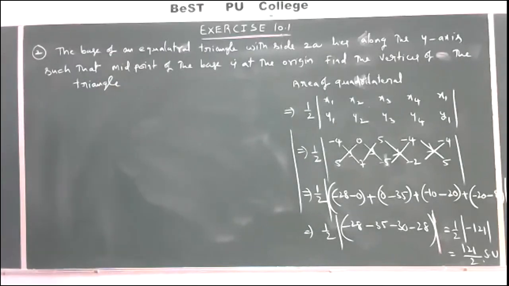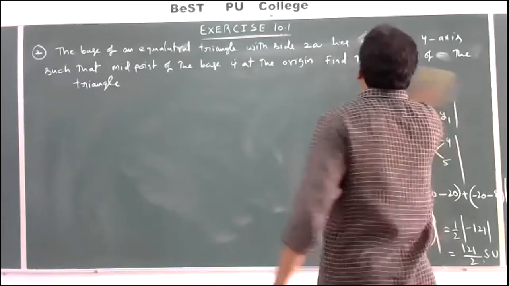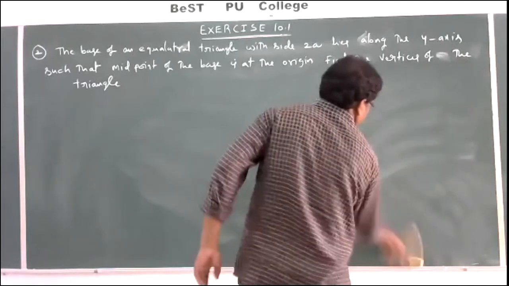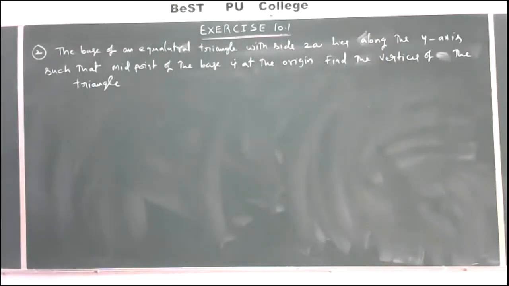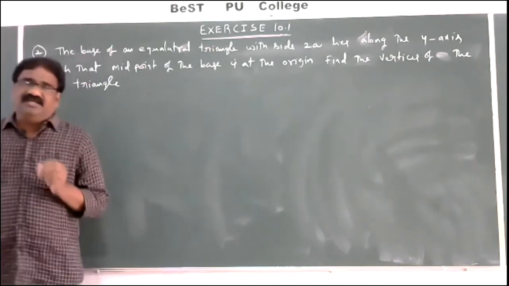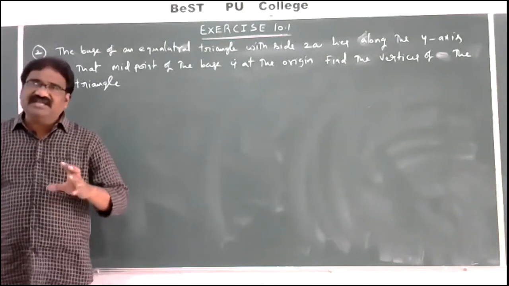This is the question given. So first draw the figure, then you get the answer easily. So what is given here? The base of an equilateral triangle with side 2a lies along the y-axis. First, what is meant by an equilateral triangle? The triangle having equal sides is called an equilateral triangle.